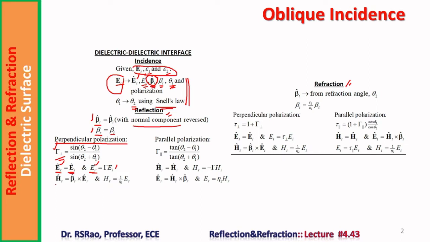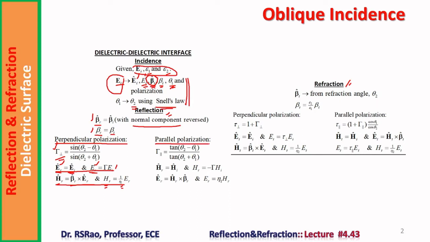The direction of the magnetic field in the reflected wave is obtained by crossing beta_r cap with E_R cap, and its amplitude can be obtained as E_R by eta_1, with eta_r. So E in the reflected wave, H in the reflected wave, both are now available.